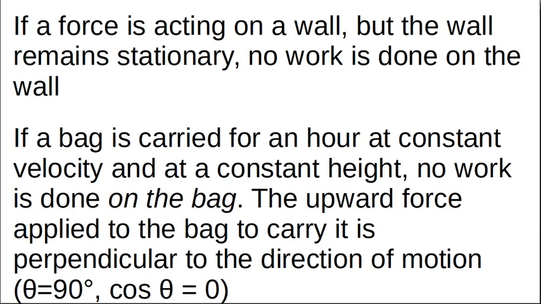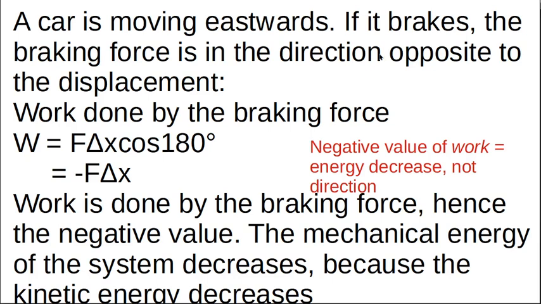Physics, it's marvelous. So if you look at this example, a car is moving eastward. If it brakes, the braking force is in the direction opposite to motion. Remember, the braking is a form of friction. It's going to slow you down. So if you look at the braking force by itself, the work done is F delta x, and the angle is 180. So the cos of 180 is -1. So the work done is a negative value. So this negative value means energy is decreasing.